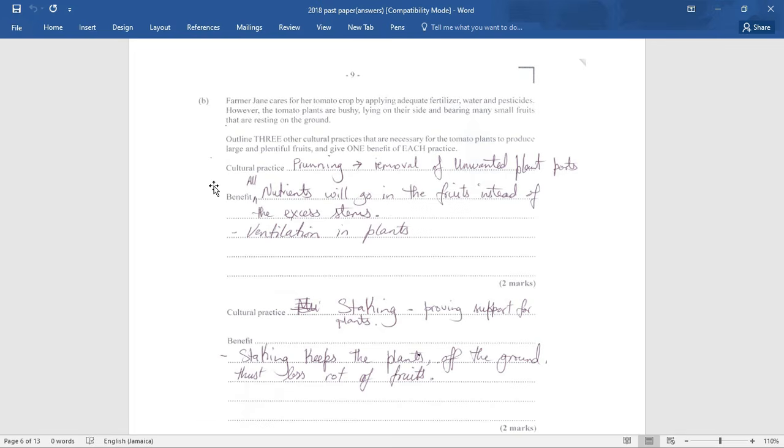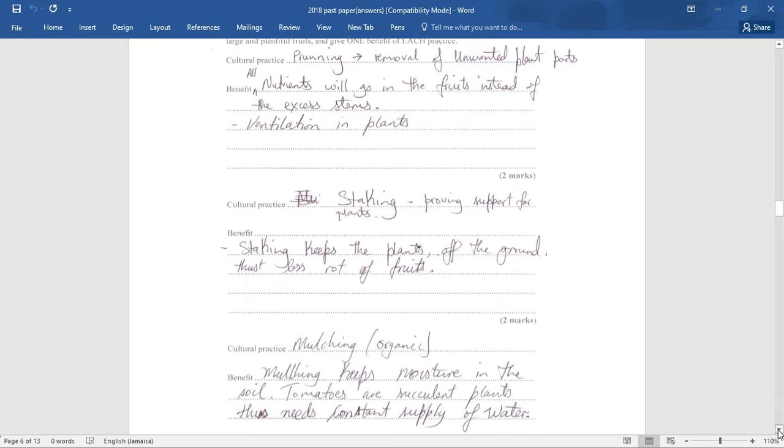Cultural practice number 2, Farmer Jane could do staking. And what staking does is to provide support for the plants, taking them up off the ground, lifting them up off the ground. So the farmer could use sticks or cord. And the benefit of doing that is that they would be in less contact with germs from the soil, and thus preventing them from rotting.